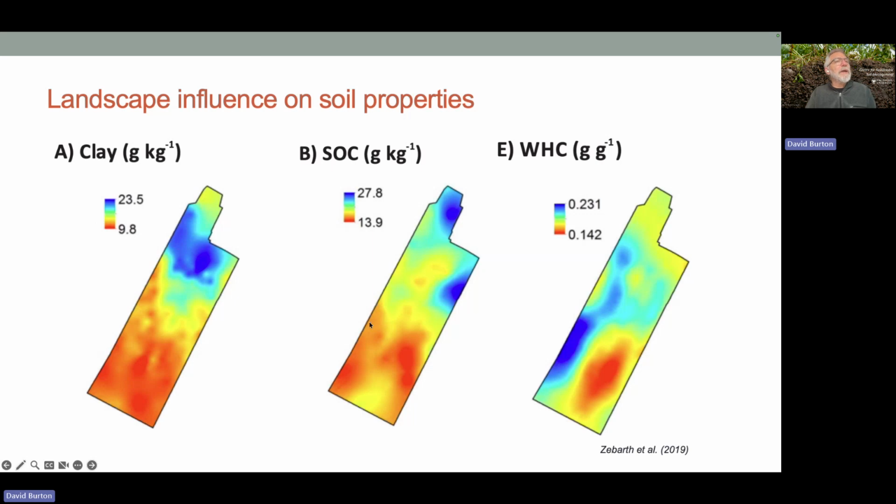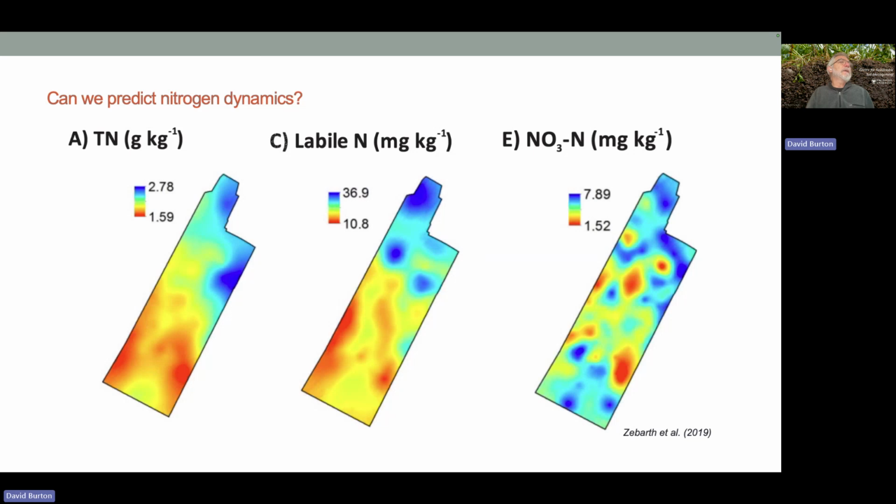Soil organic matter content was highest actually in the higher parts of the landscape, and that's probably reflecting some sort of past land management as opposed to topographic influence, whereas the water holding capacity was higher in some of those lower parts of the landscape. So this is an example of where examining the landscape may result in some patterns that we hadn't really expected, but still nonetheless impact the behavior of nutrients in those fields.